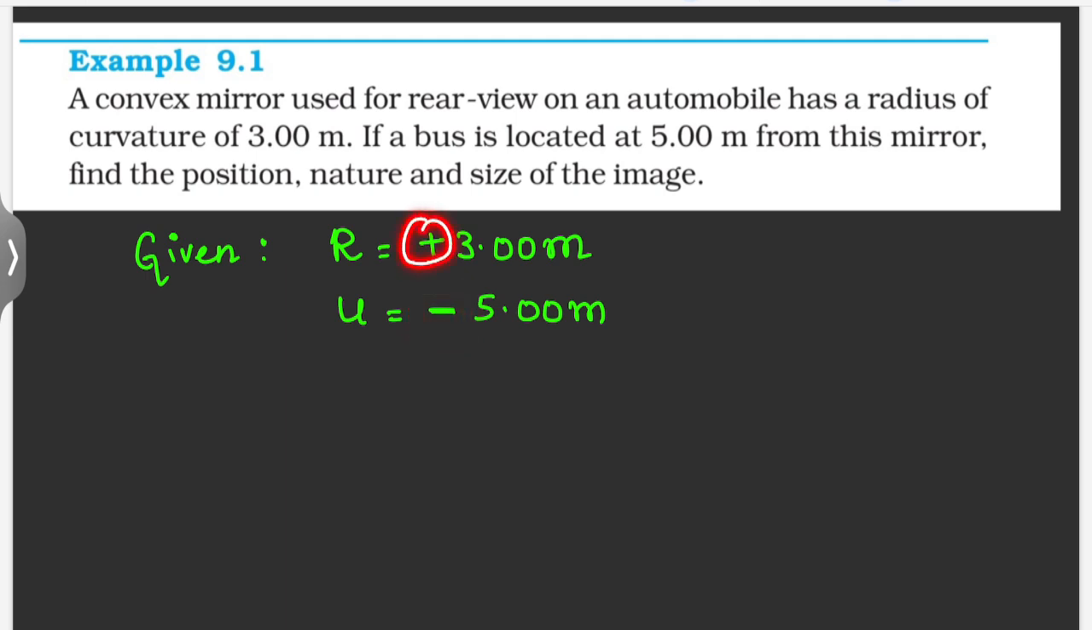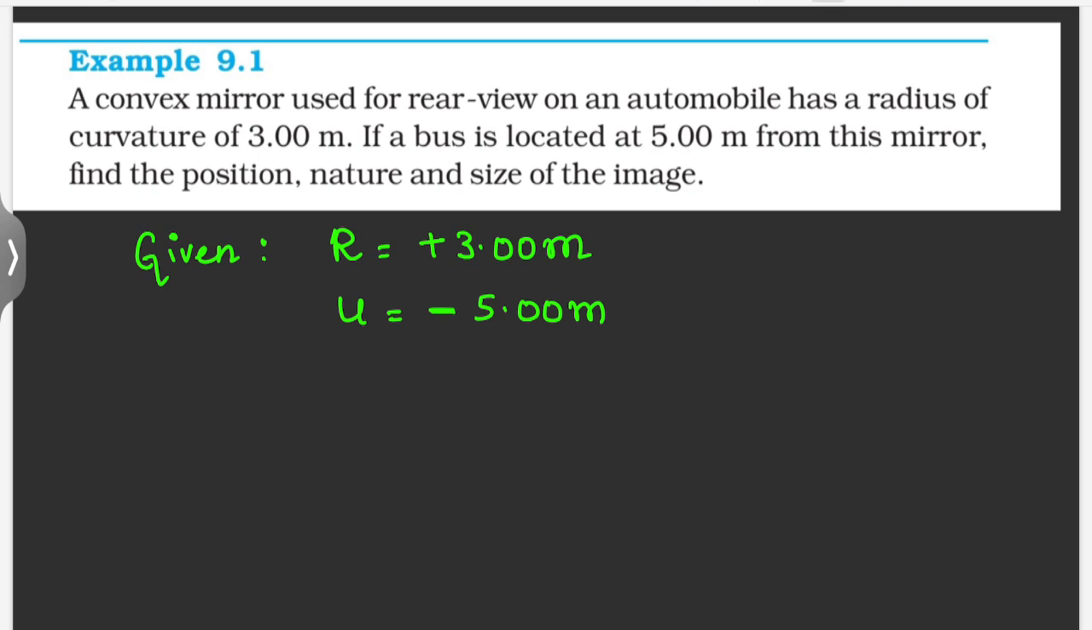So how to use this positive and negative sign? Already I have made a video on this, and also I have given a table where you can see how a plus sign and minus sign will be used. So if you have not watched that previous video, you can go to the playlist and watch that video. So now after writing this, what you have to find? Find the position, nature and size of the image.